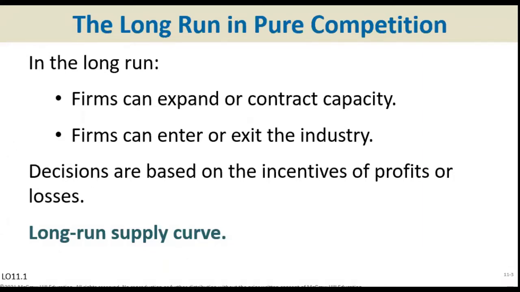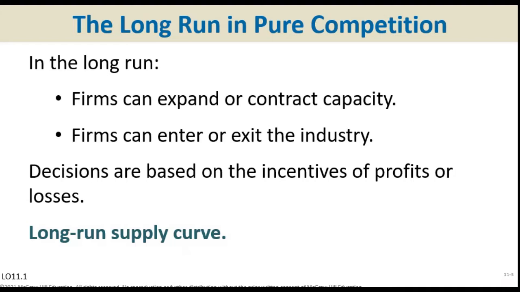Firms will choose to expand by entering the industry if there's a profit. If the industry is experiencing economic profit, firms will choose to enter so they can expand. Firms also can choose to contract or exit a particular industry if there's a loss. If the industry is experiencing losses, firms will decide to exit, to pull out of the particular industry.